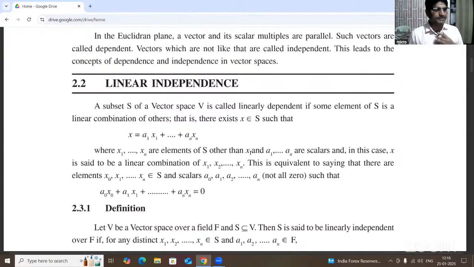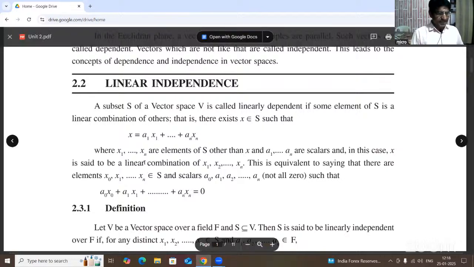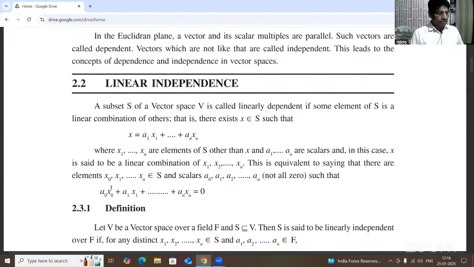So here, x being any one of the vectors, it is equivalent to write the linear combination of the vectors, that is a1 x1 plus a2 x2 plus and so on, an xn. This is the linear combination, and that linear combination must equate to the 0 vector, where the scalars are not all 0. Now write as a1 x1 plus a2 x2 plus so on an xn equal to 0.